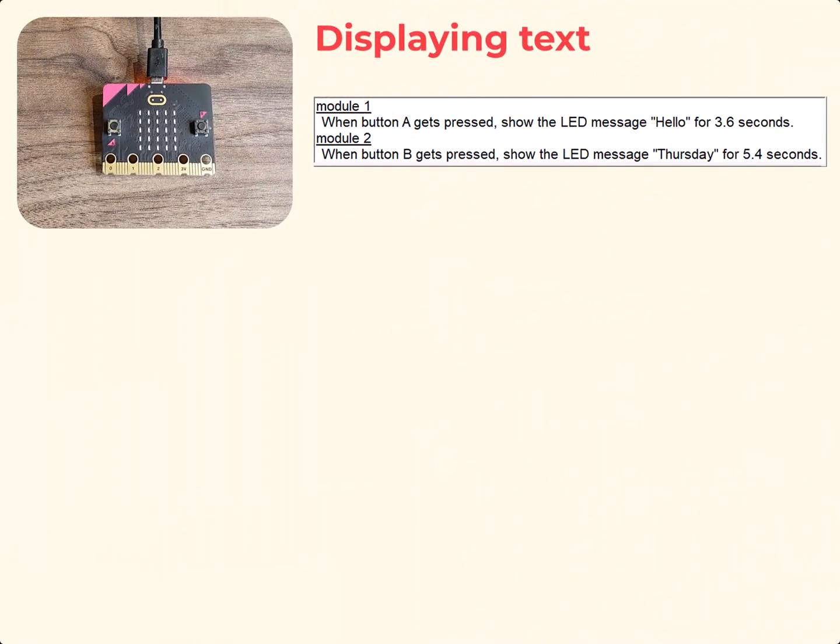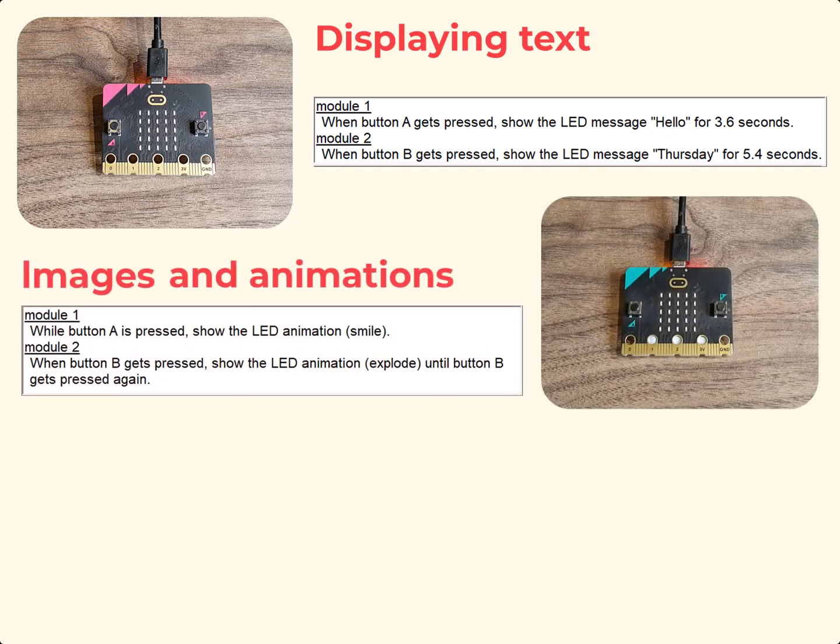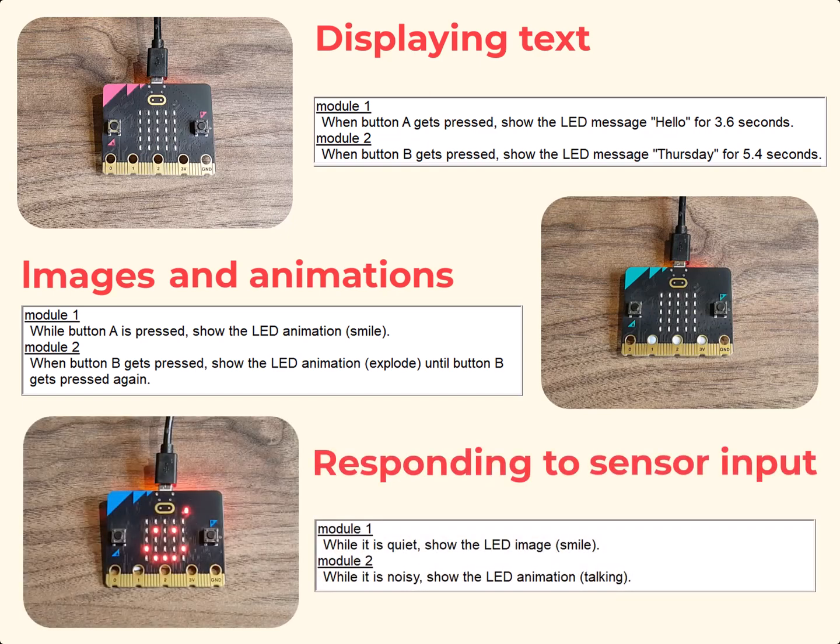So let's summarize the program scripts we have built in this workshop. In the first example, the text is displayed for a certain time after a button gets pressed. In the second example, an image shows while the button remains pressed. An animation is displayed after a button gets pressed. In the final example, an image is displayed while the sound level is quiet. An animation is displayed while the sound level is noisy.